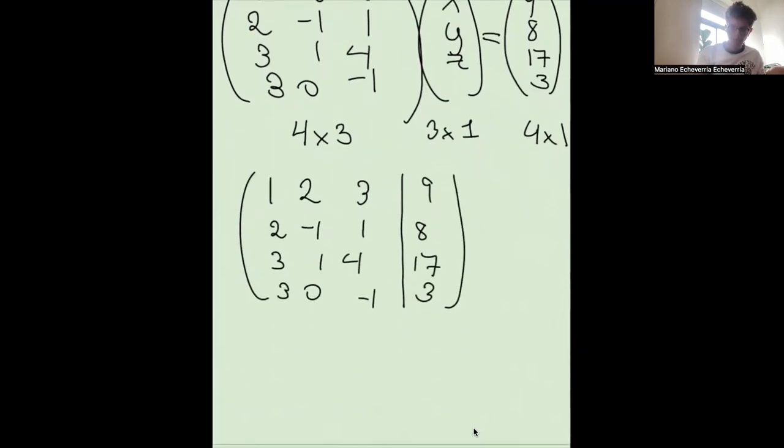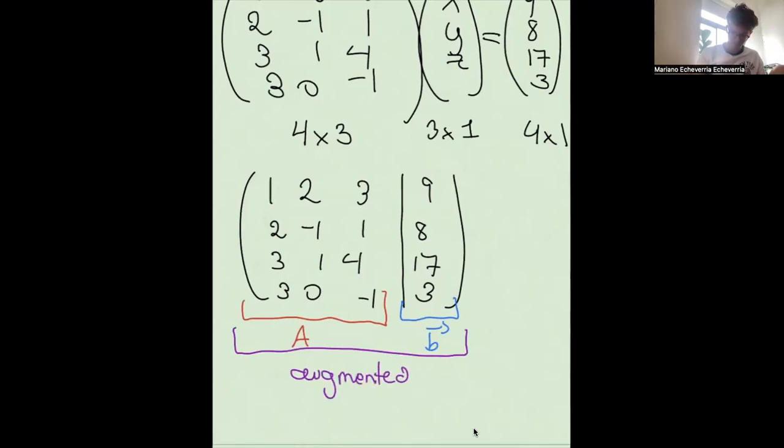By the way, this represents the matrix A. This is the vector B, right? And these two together, A followed by the vector B, is called the augmented matrix. It's just a piece of terminology. So it's the matrix together with the vector, and it's sometimes written like A vertical line B, which makes sense.